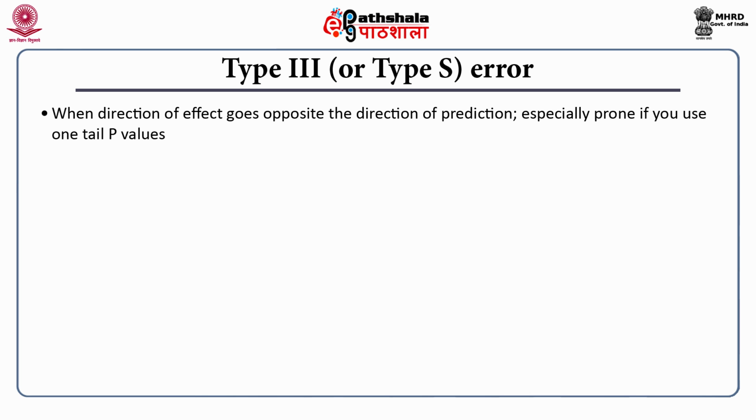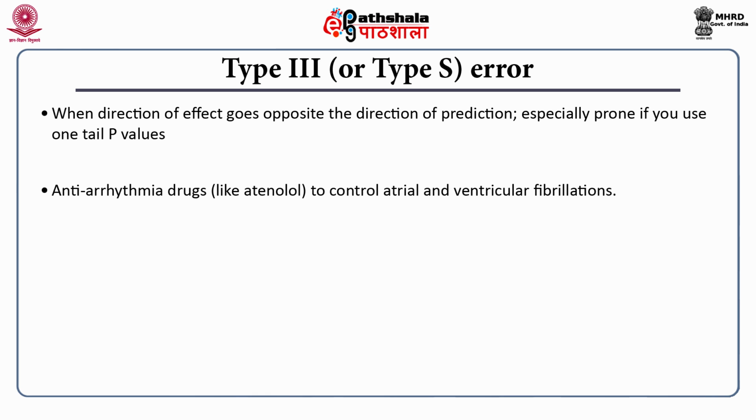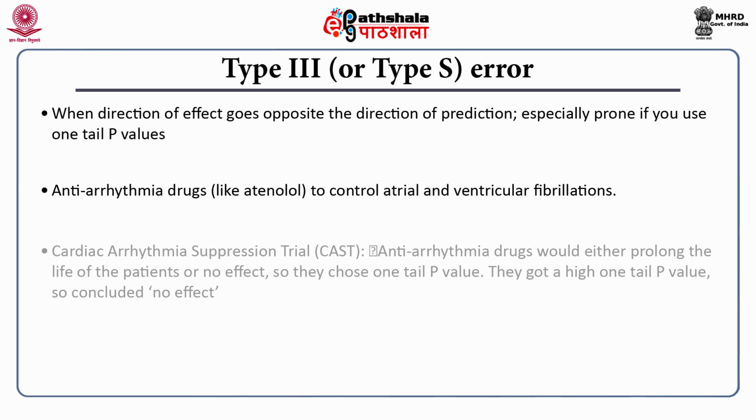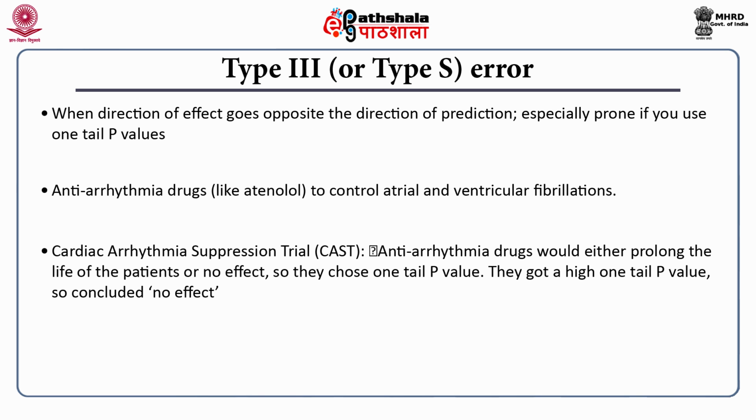One example here: anti-arrhythmia drugs like atenolol to control the atrial and ventricular fibrillation. Arrhythmia is nothing but irregular heartbeat, right? So for these irregular heartbeats, there is atrial and ventricular fibrillation. Fibrillation is nothing but sudden contraction of these auricles and ventricles. So you have to use drugs like atenolol to stop it. There is a huge study by the name CAST, Cardiac Arrhythmia Suppression Trial.